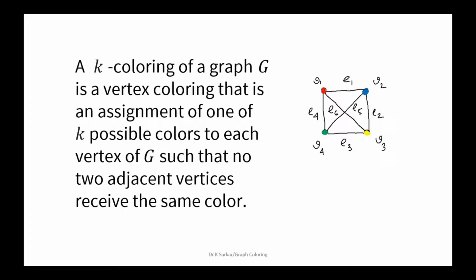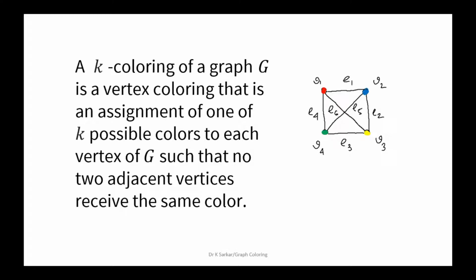V1 is adjacent to V2, V3, V4. Similarly, V2 is adjacent to V1, V4, V3. V3 is adjacent to V2, V1, V4 and V4 is adjacent to V1, V2, V3. Each of the vertices is adjacent to the other vertices.